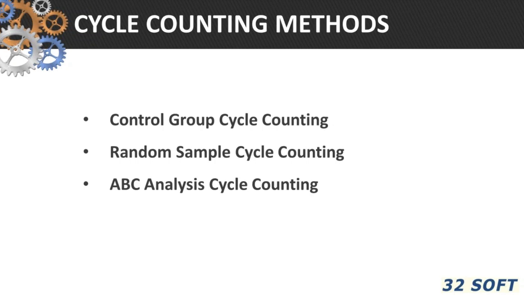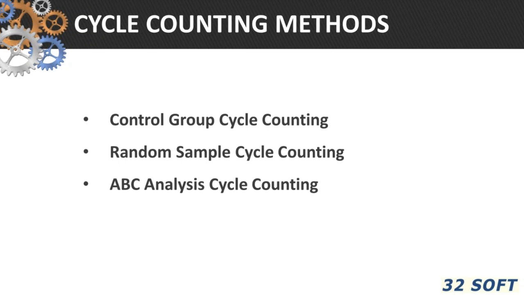There are three main types or methods of cycle counting. Control group cycle counting is when counting is focused on a small group of items that are counted many times in a short period. This repeated count process will show any errors in the count technique, which can then be corrected. It's usually used when a company starts using cycle counting.